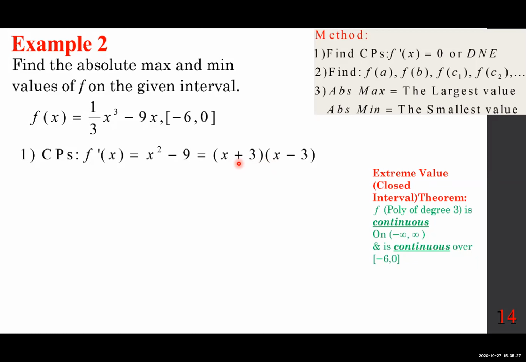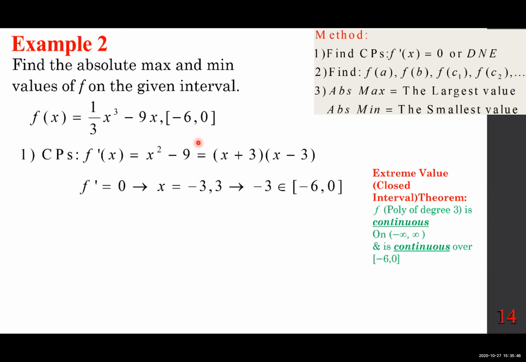Negative 3 is in between. This gives us positive 3. It is not in between. So let's make sure everybody understands what happens here. There are two critical points. We can't use both. Why not? Just take a look at the given interval.